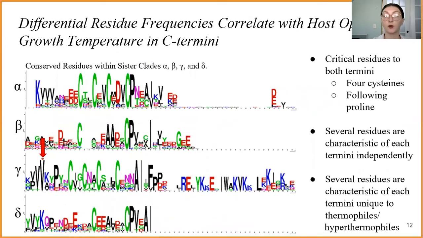To investigate further, multiple sequence alignments were compared between the termini of each sister clade. All alignments were visualized as sequence logos, shown on the slide here. Each sister clade contained residues which were differentially present, but the most notable was in sister clade gamma, which is dominated by the thermophiles and hyperthermophiles that I mentioned before. It contains a unique and really heavily conserved valine at position 5 within this termini, and a tripeptide segment.